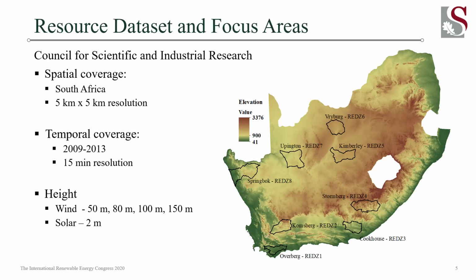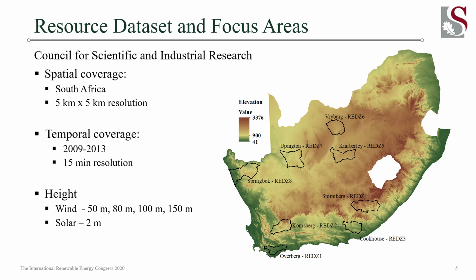Let's have a look at the resource datasets and focus areas. The proposed clustering approach is implemented for the wind resource datasets associated with the South African renewable energy development zones. Now here we can see in the figure that these zones represent 8 distinct geographic regions within South Africa, and these zones have been demarcated for future development of renewable energy based on criteria such as environmental, economic, and socio-economic factors. The proposed self-organizing maps clustering methodology is implemented for a numerical wind resource dataset using a weather research forecasting model.